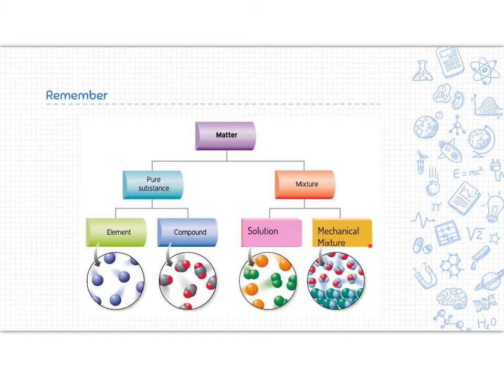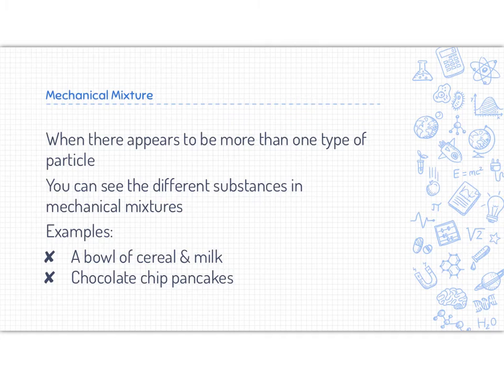A mechanical mixture could be like a separation where they don't want to mix. This could be like oil and water. Or it could be one where we see the different pieces. So, I don't know, sand and aluminum shavings or something like that. You'd be able to see the two pieces there. So a mechanical mixture is when there appears to be more than one type of particle. Okay. So you can see the different substances in mechanical mixtures.